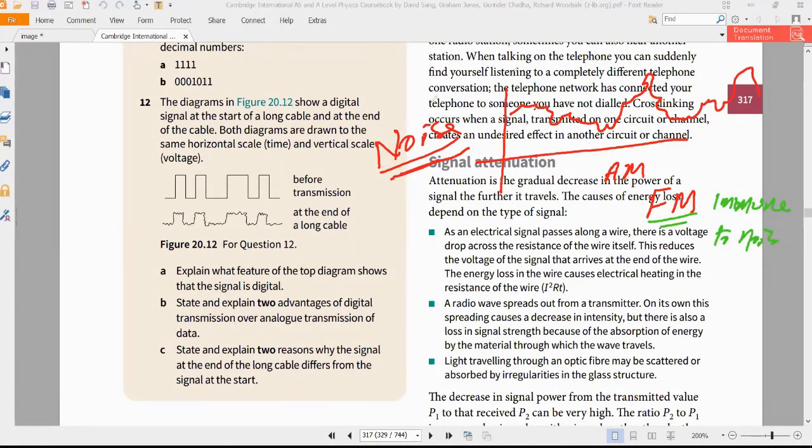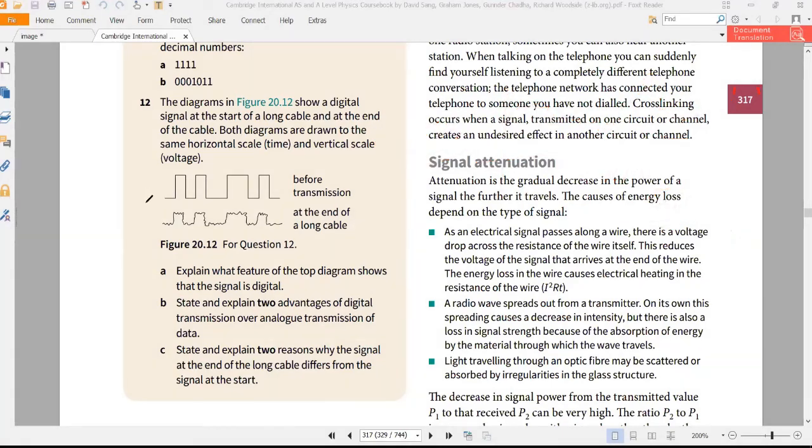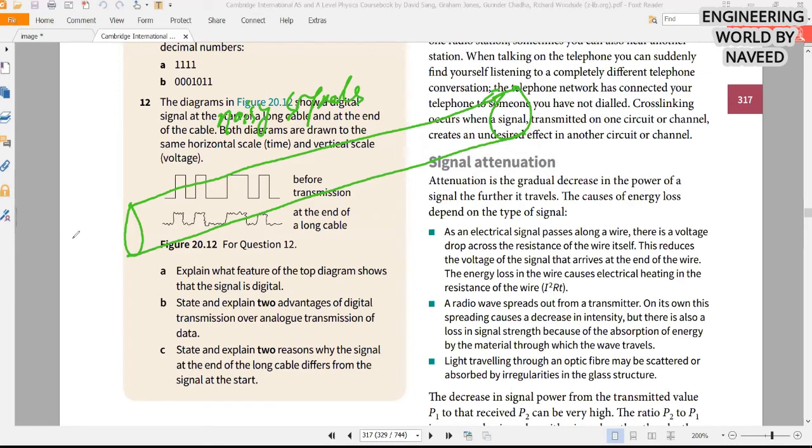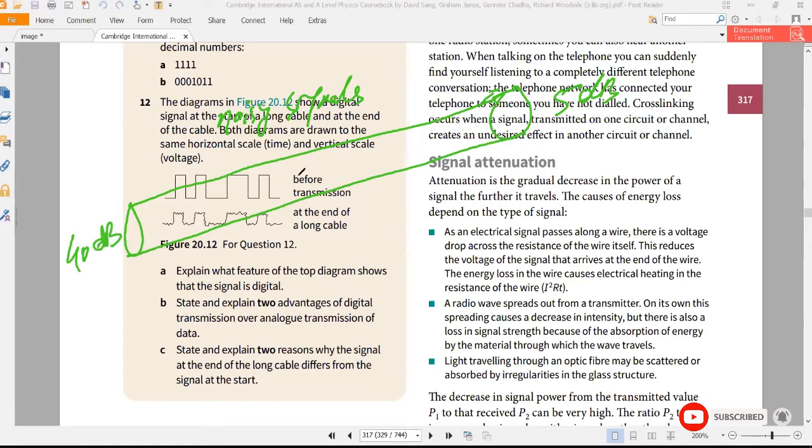When I want to transmit a signal through this cable, there is also lots of noise, a noisy signal. Let's say here the power is 40 dB, and here I get a power of 5 dB. So it means there is some attenuation, a decrease or loss of power, in this cable due to the noise signal.